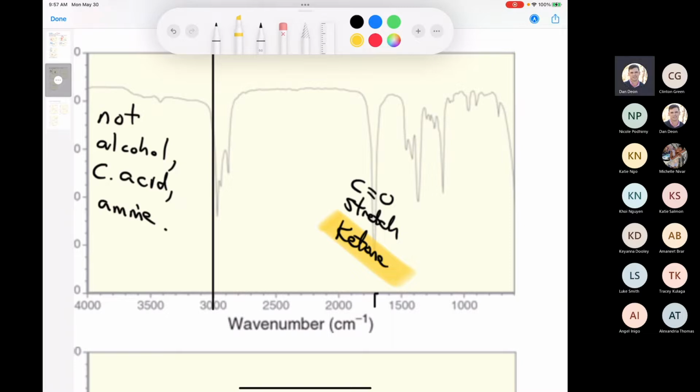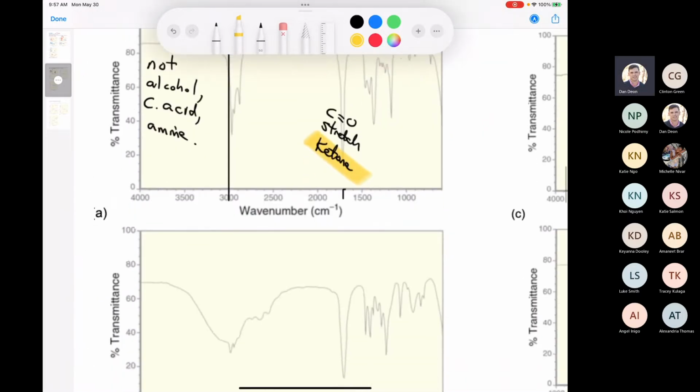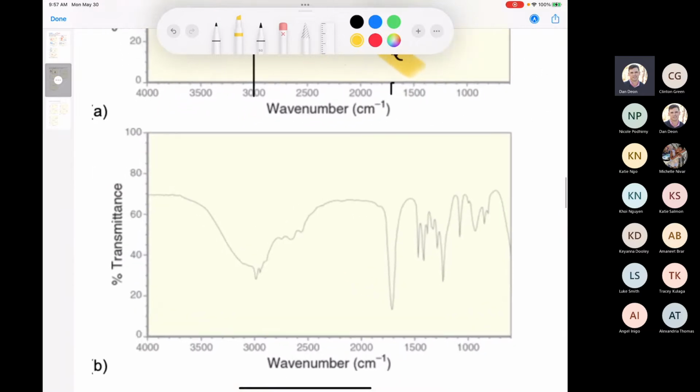Okay, stop me if you have any questions. Don't be shy. Let's move on to B. I think my students could answer this faster than me. What do you think? Alcohol? Ketone? Amine? What do you think this functional group might be in B?